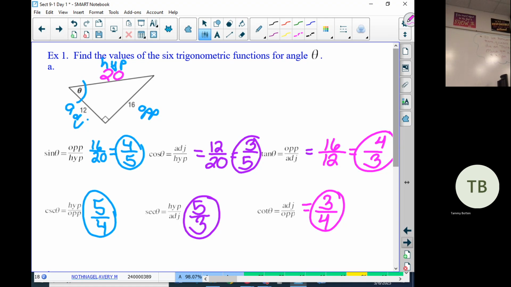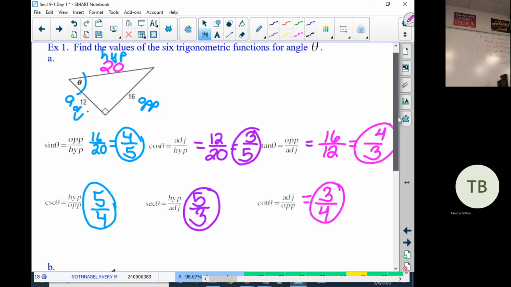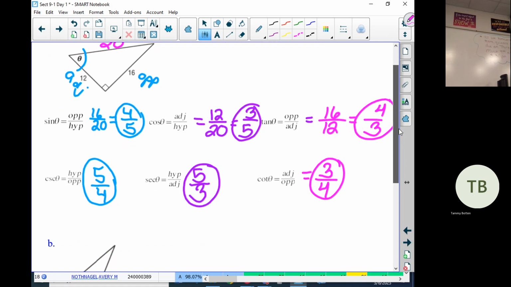Do we always have to like label it? Like with opposite and adjacent, do we have to do that? I would, I guess, so you know what they are, but it's not part of like your answer, I guess. But you do need to know which ones are which.